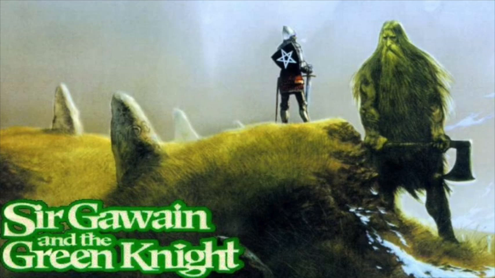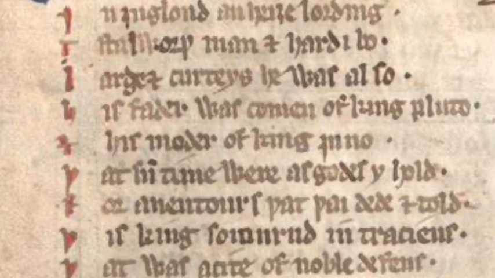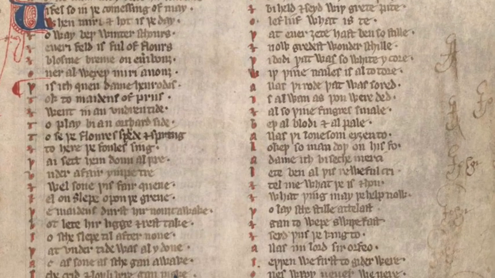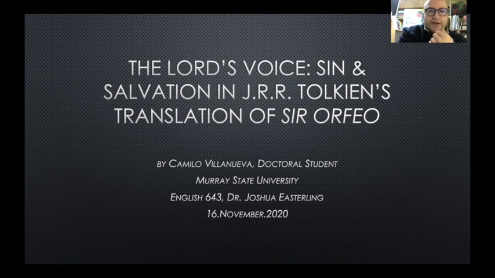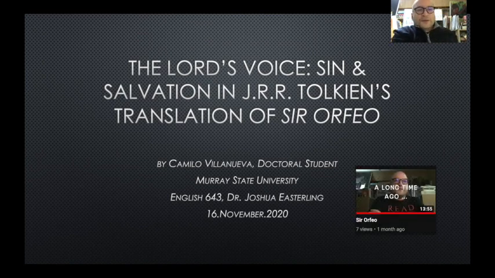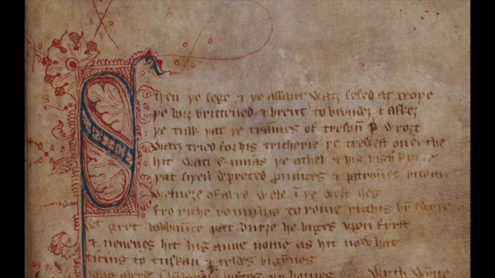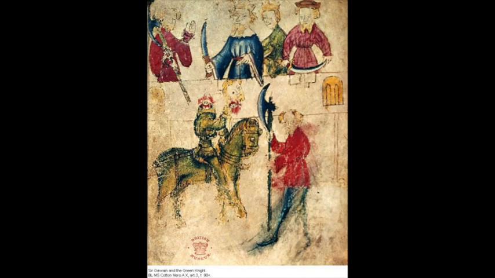I originally studied Sir Orfeo, and Sir Orfeo is just over 600 lines. I did it all in the Middle English, and I did present a video presentation earlier on Sir Orfeo. It's not that interesting, but check it out on my YouTube channel. But this study came about when I was looking for a translation. I really needed one of the much longer Sir Gawain and the Green Knight, which is, in my opinion, a more difficult Middle English.